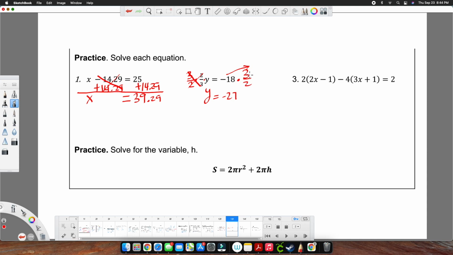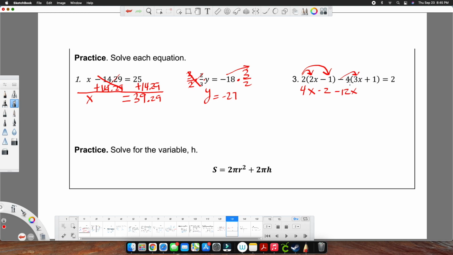So just remember, you're multiplying, you're dividing. Okay, that's two operations at once. All right, this guy here, so we have to simplify first. So we're going to distribute. So we have 2 times 2x, that's 4x. 2 times -1, it's -2. Now we're going to distribute the -4, not just the 4. This is the -4. So it's -12x when we multiply by 3. -4 times 1, -4, and that equals 2.